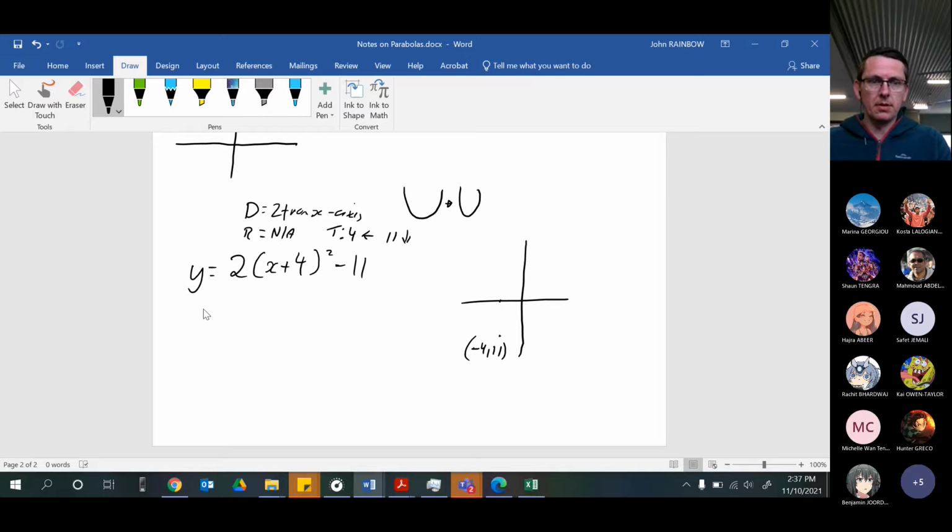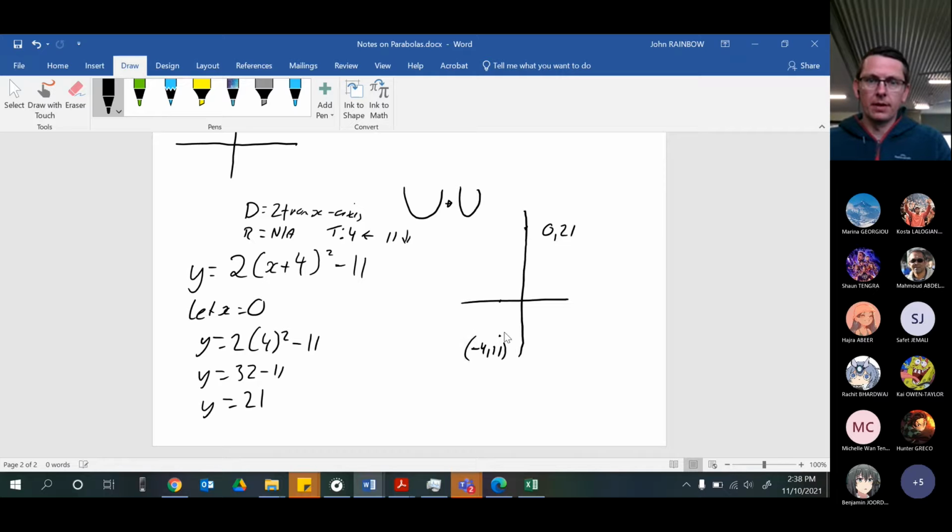Let's find my y-intercept. We're going to let x equal 0. When you let x equal 0, I'm going to have y equals 2 times 4 squared minus 11. 4 squared is 16. 16 times 2 is 32, minus 11. So y equals 21. So it is going to have a y-intercept all the way up here. That's 11, 22. So it'll be about here, 0, 21. Drawing this graph is going to be very difficult with a stylus, but it should be coming down.